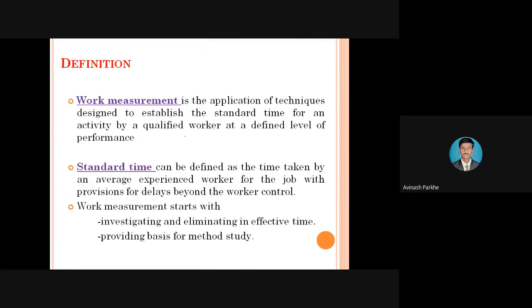Now we will go for our main chapter, that is the definition of work measurement. Related to that, we have already discussed the definition. Simple definition: work measurement is used to determine the standard time for an operation and the work. Whatever operations we are performing, whatever work we are doing, how much time is required for that particular operation, the calculation of that time is called work measurement.